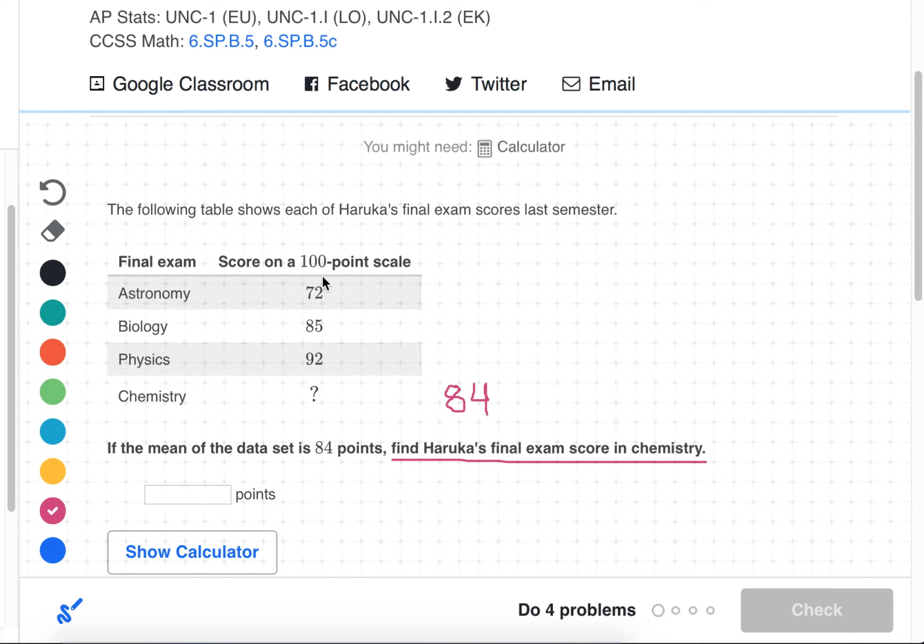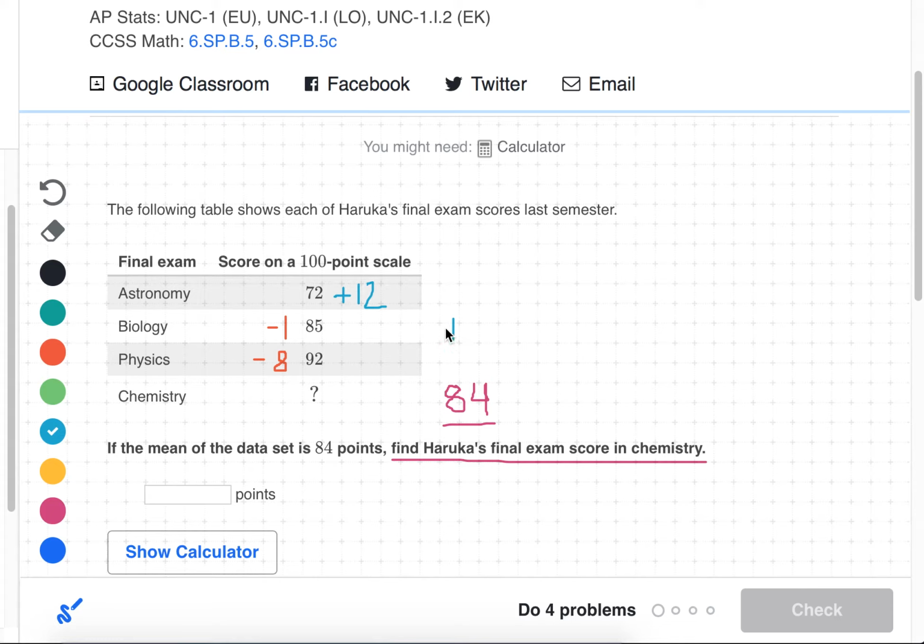in a modified form. I'm going to look at these 3 numbers, right? And I'm just going to find how far away from 84 they are. So let's see, this 72, she was 12 points short of what she ended up with in average. And then this biology, she did 1 better. And this physics, she did 8 better. So overall, this adds to minus 9, plus 12.